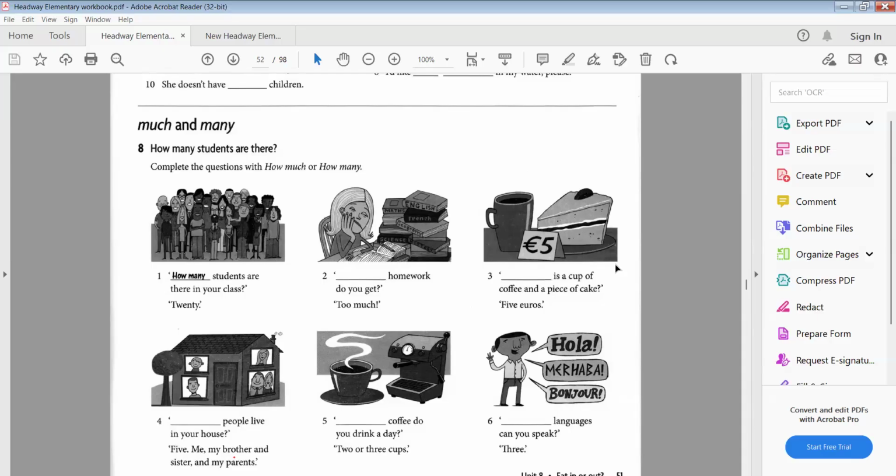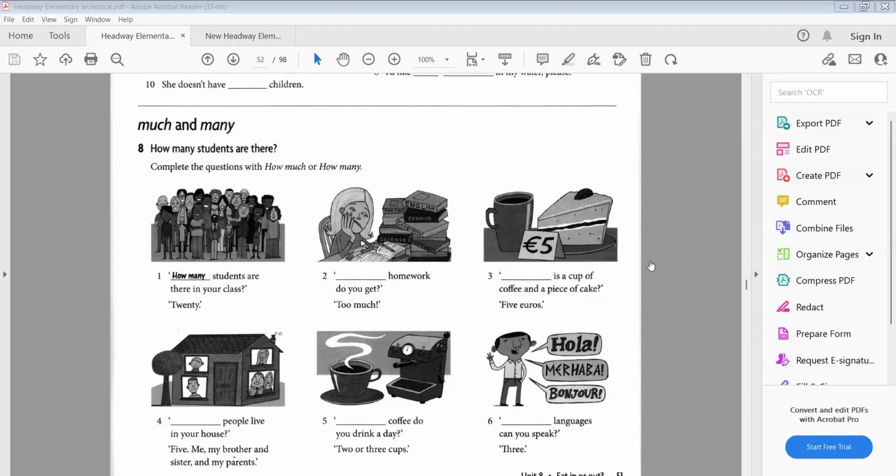Okay, I will explain all your answers. Let me explain number 2. The answer is: how much homework do you get? In our head, we say, okay, I can count my homework. I have 1 homework, I have 2, I have 3. If somebody asks me, I can answer I have 3 or I have 4.